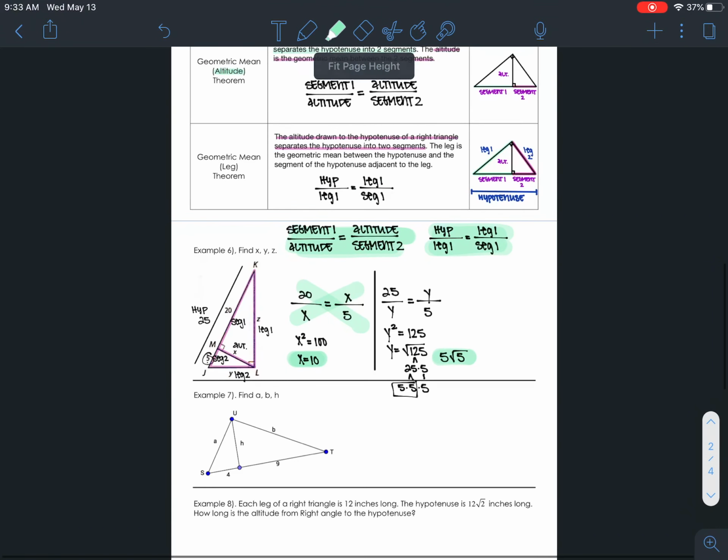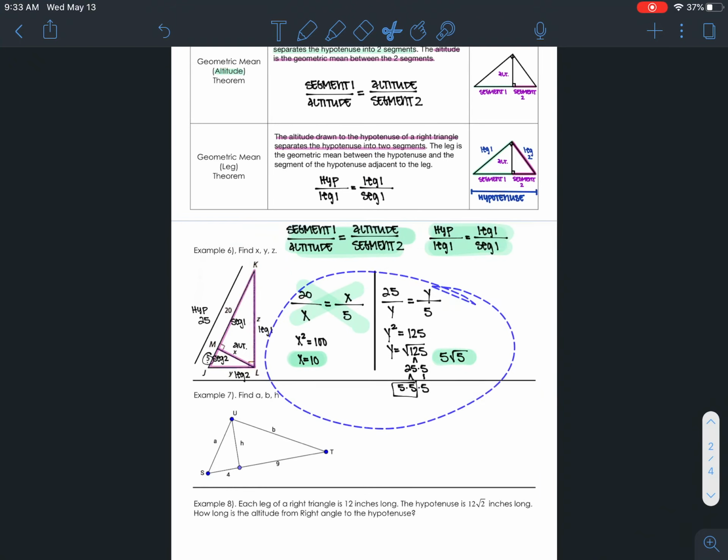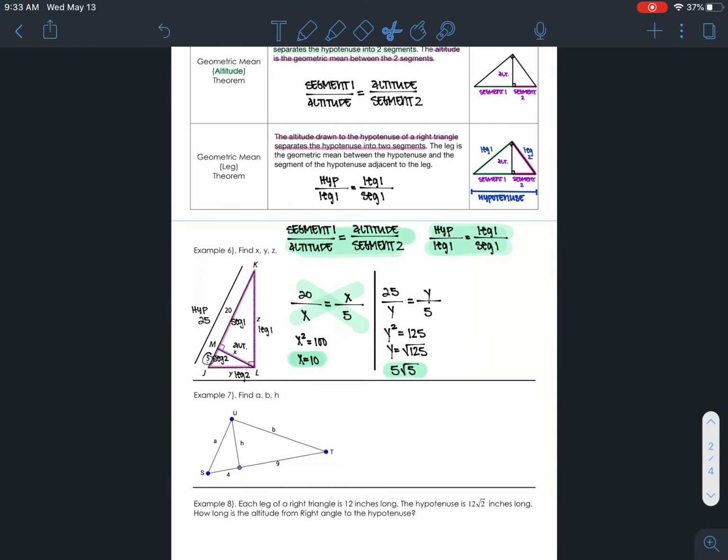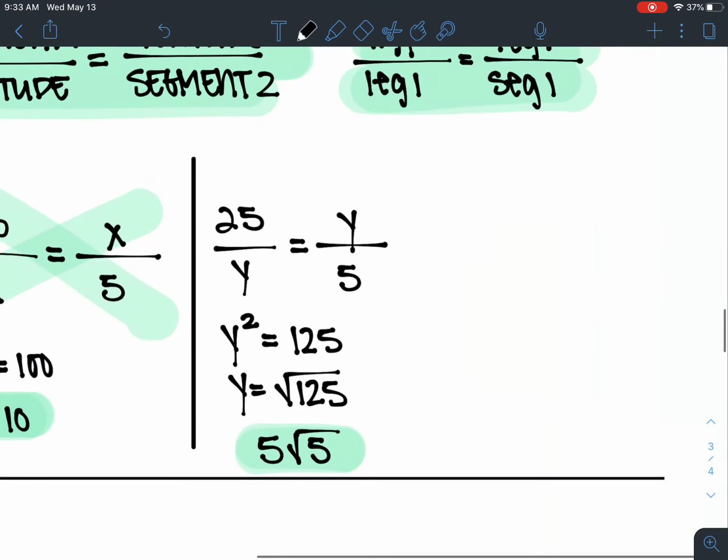All right, we have one more to do. We have to find our z. These questions are a little bit lengthy, just to save some space here. Okay, let's find our z.